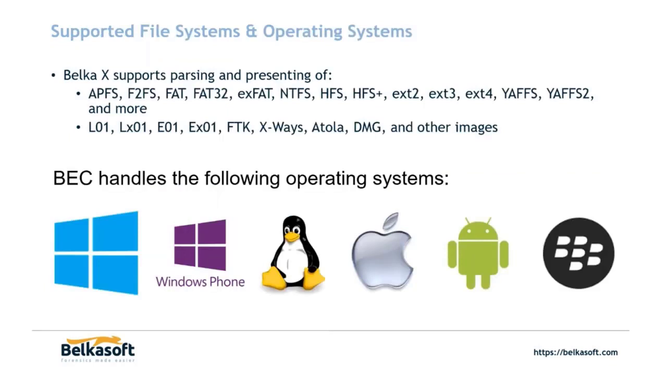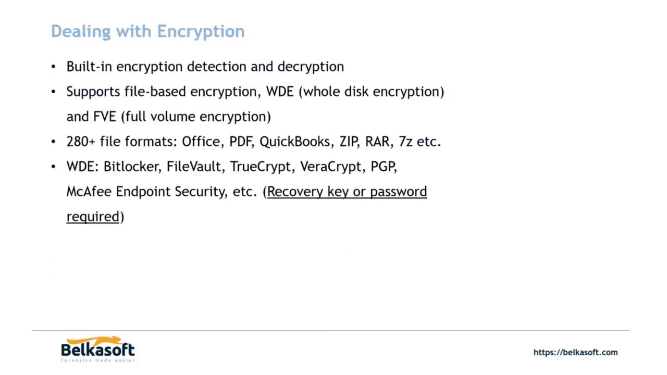As far as supported file systems and operating systems, you can see that we have a pretty wide range. We have APFS, FAT, FAT32, NTFS, HFS, EXT. So there is a lot of support here. This is the We Play Well with Others slide. Right below that, you can see that we have support for logical Encase files, regular Encase files, FTK image files, X-Ways, Zatola, DMG, so Mac image files, and many, many more. And I will show you that as well.